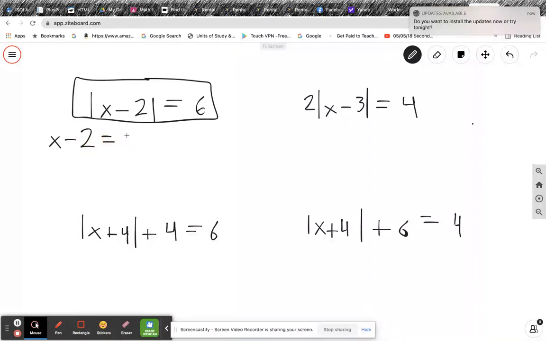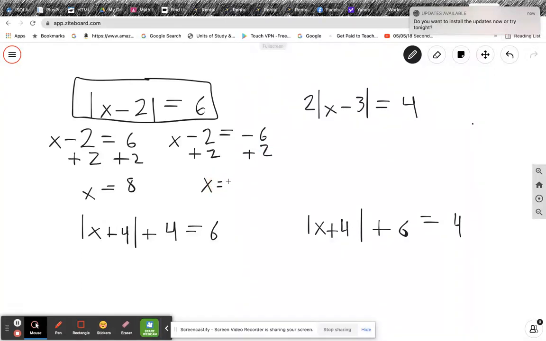6, and you're going to set up two possibilities. It's either exactly the same, which is x minus 2 is equal to 6, or it is x minus 2 is equal to negative 6. So the right side became negative. And then you would just solve for the two situations. First, we add 2 to both sides, and we get x equals 8. And the second one, we add 2 again, and we get x is equal to negative 4.